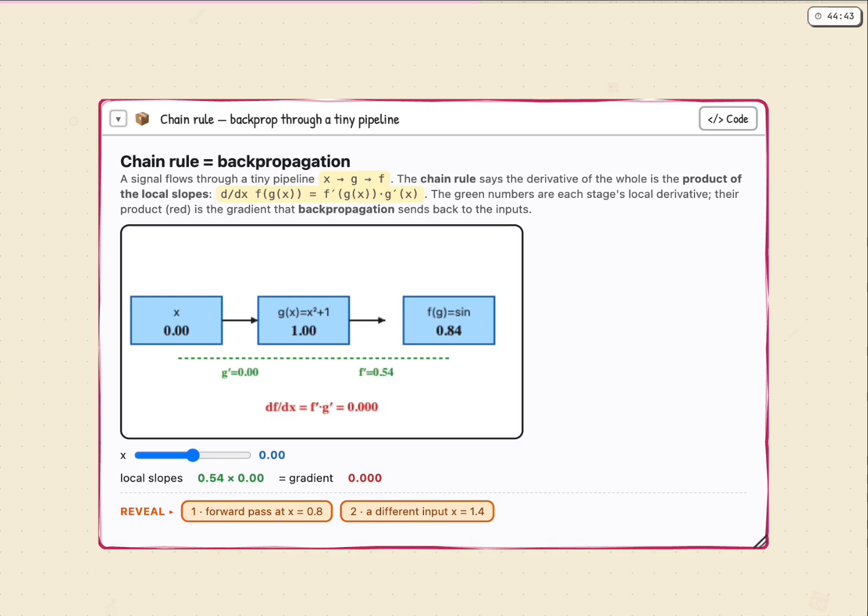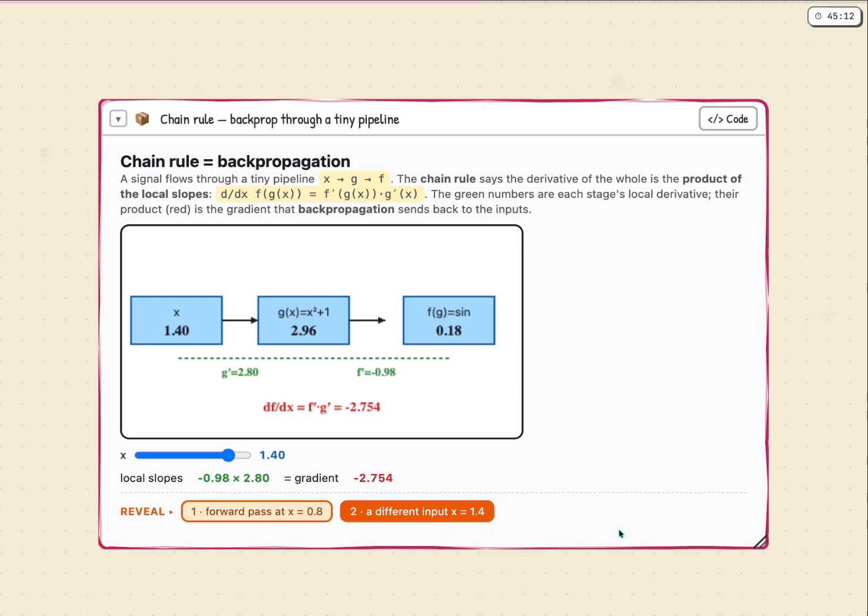The chain rule says something wonderfully simple. The derivative of the whole pipeline is just the product of the local derivatives at each stage, the slope of f times the slope of g. You multiply the local slopes together. Watch the numbers as I move x. Each stage computes its own little slope, how sensitive its output is to its input, shown here in green, and the chain rule multiplies them together to get the red number, how sensitive the final output is to the original input. That's the gradient that backpropagation needs.